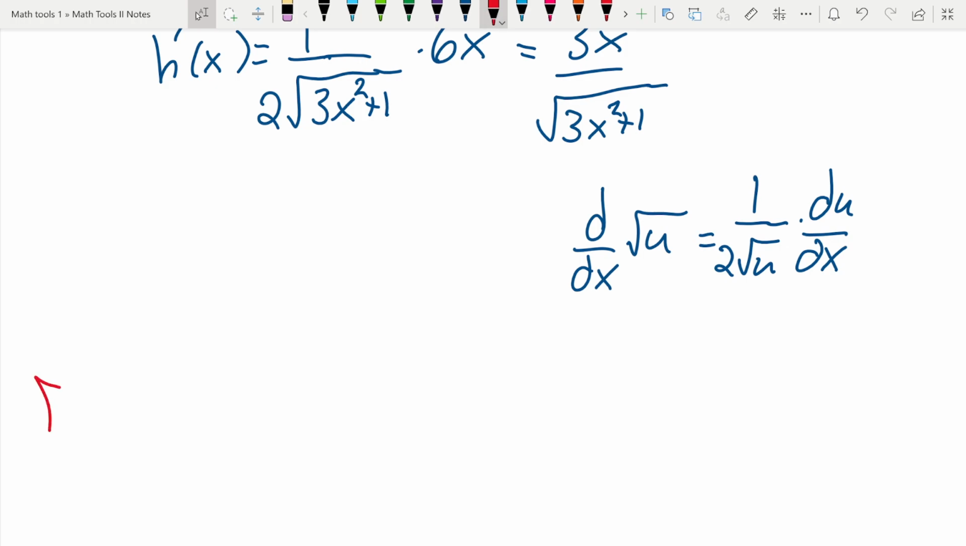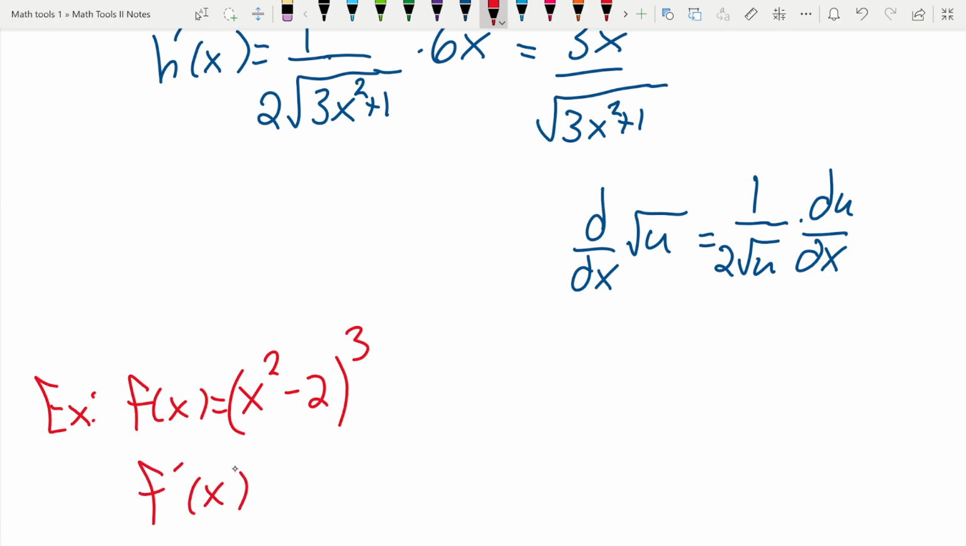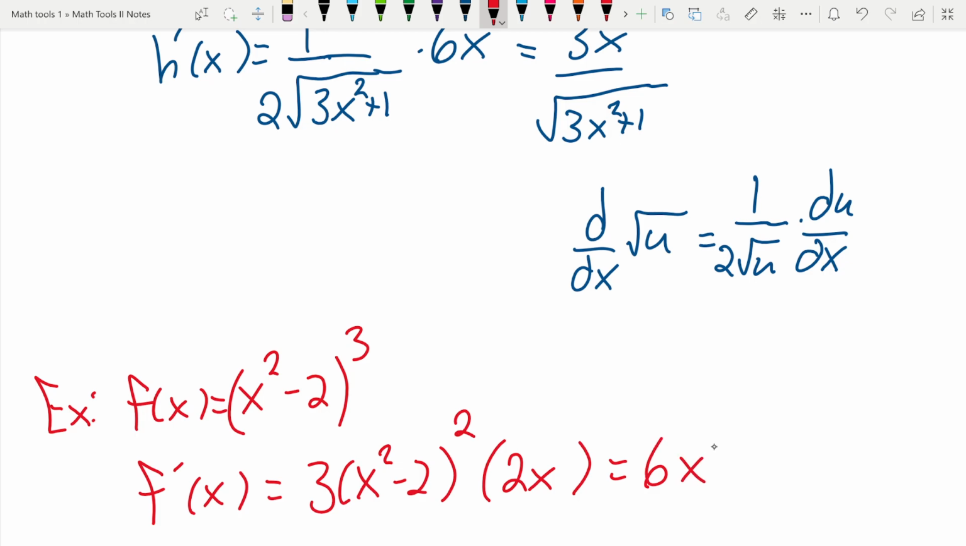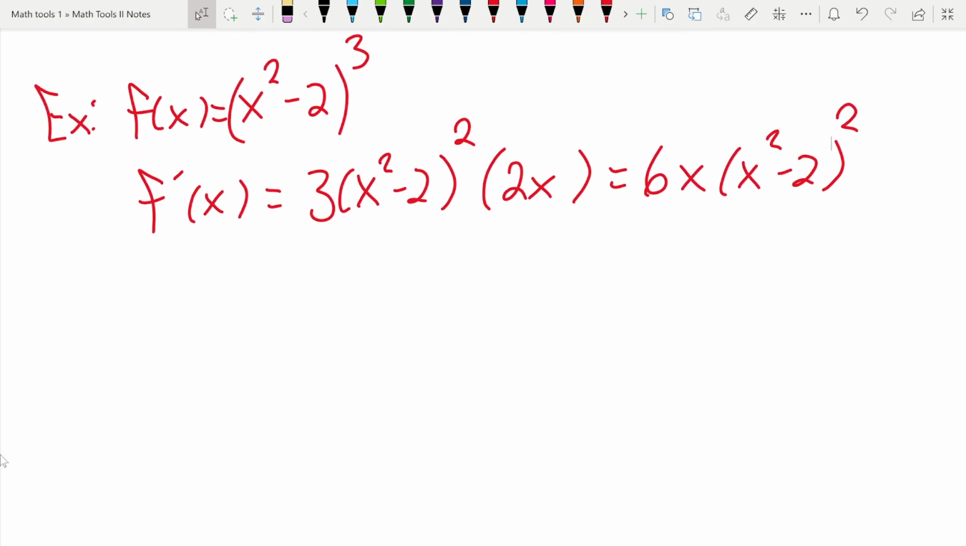Okay, let's do some more here. So f of x equals x squared minus 2 cubed. Okay. And then f prime of x, we're going to do the power rule on the outside. So 3 times x squared minus 2 squared, and then times the derivative of the inside, which is 2x. So you can always simplify these. So we get 6x times x squared minus 2 squared. Okay.